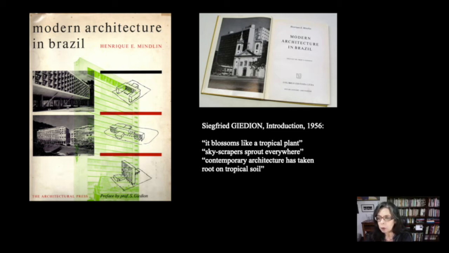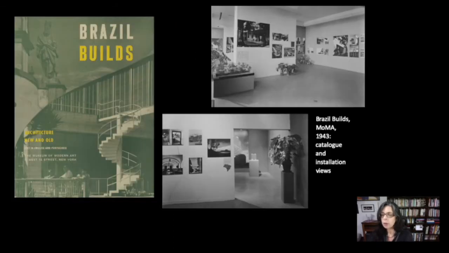These metaphors were, for Giedion, an attempt to explain the prodigious emergence of modernity in a country with belated and irregular modernization. How could a country like that witness the birth of the internationally recognized Brazilian style, honored in 1943 by the Museum of Modern Art in New York with the celebrated exhibit Brazil Builds?